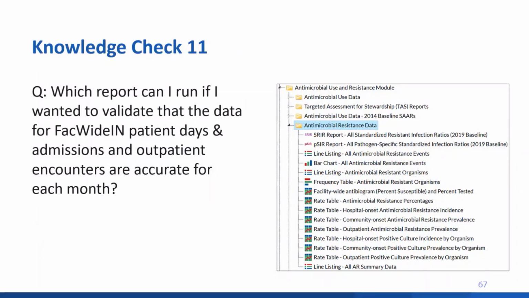Knowledge check 11. So which report can I run if I wanted to validate that the data for facility-wide inpatient days and admissions and my outpatient encounters are accurate for each month? So I want to look at essentially denominator data. Which report would I run?